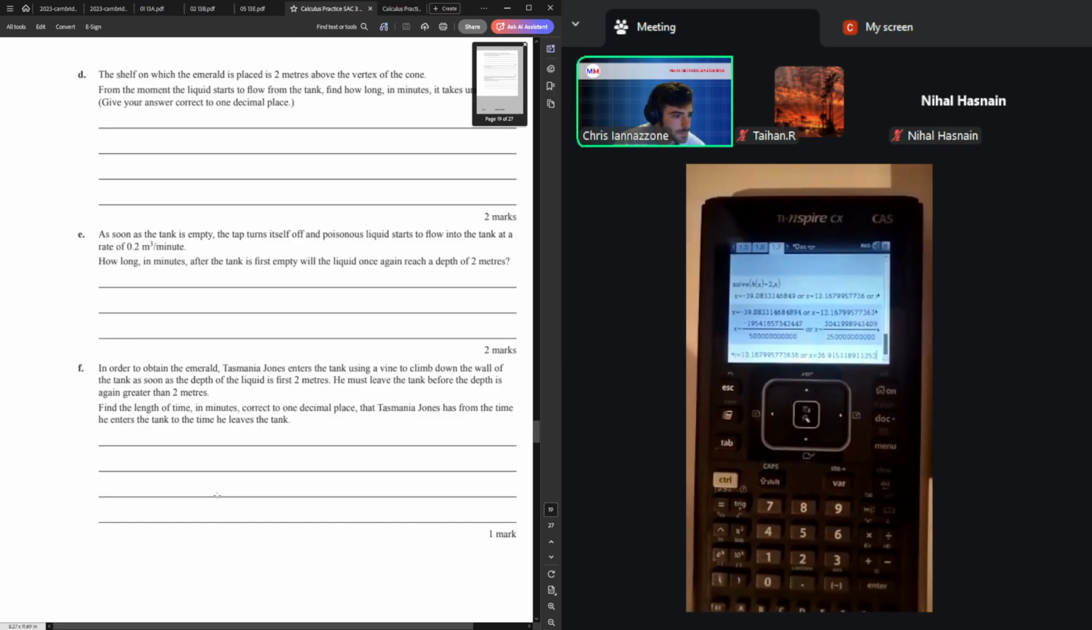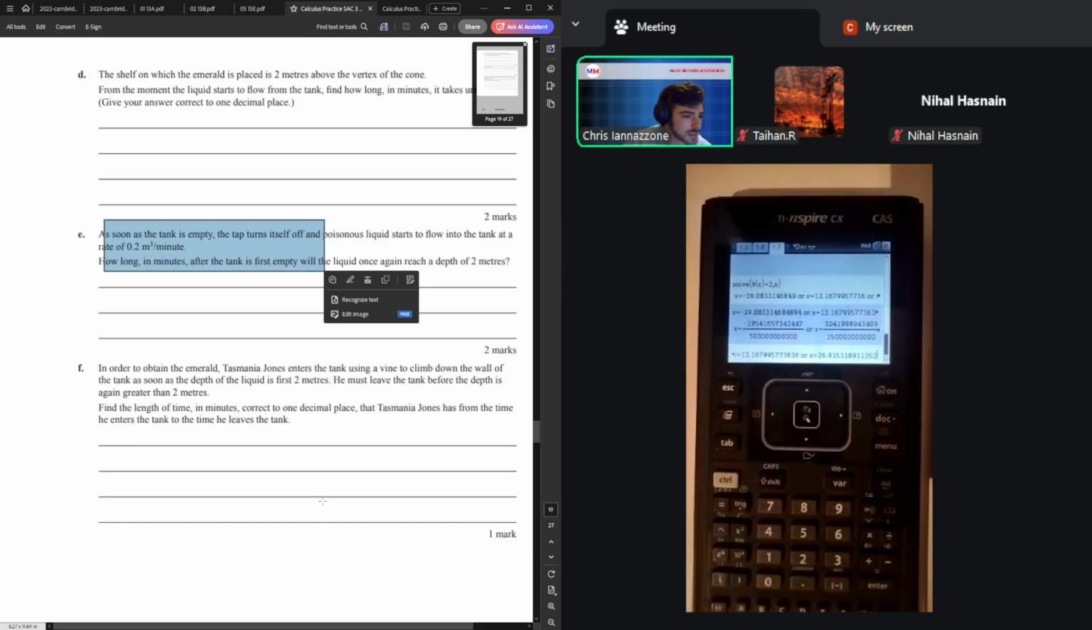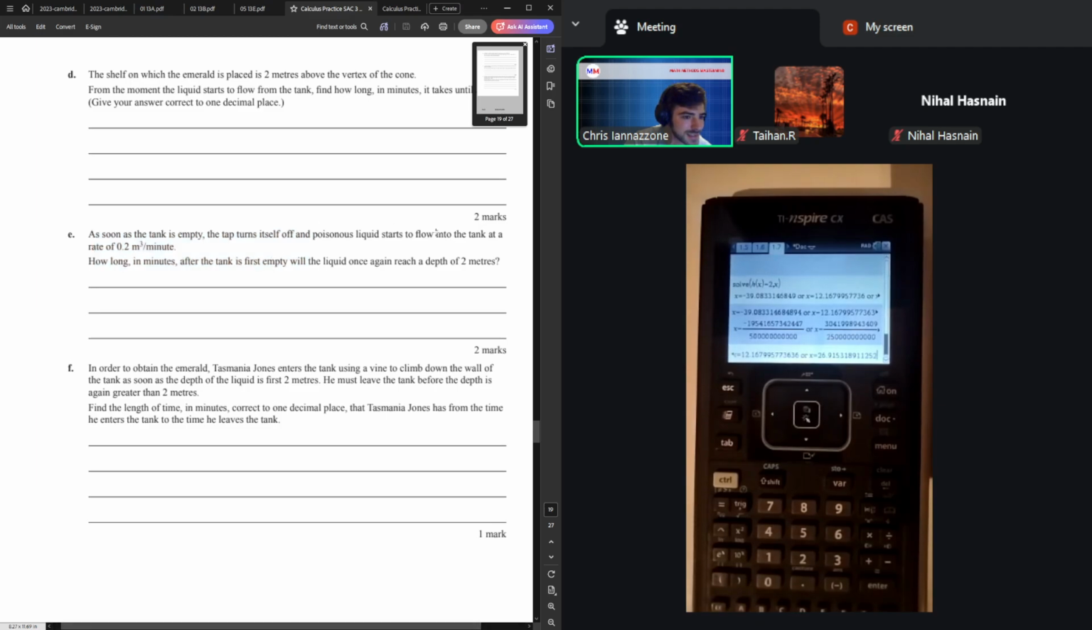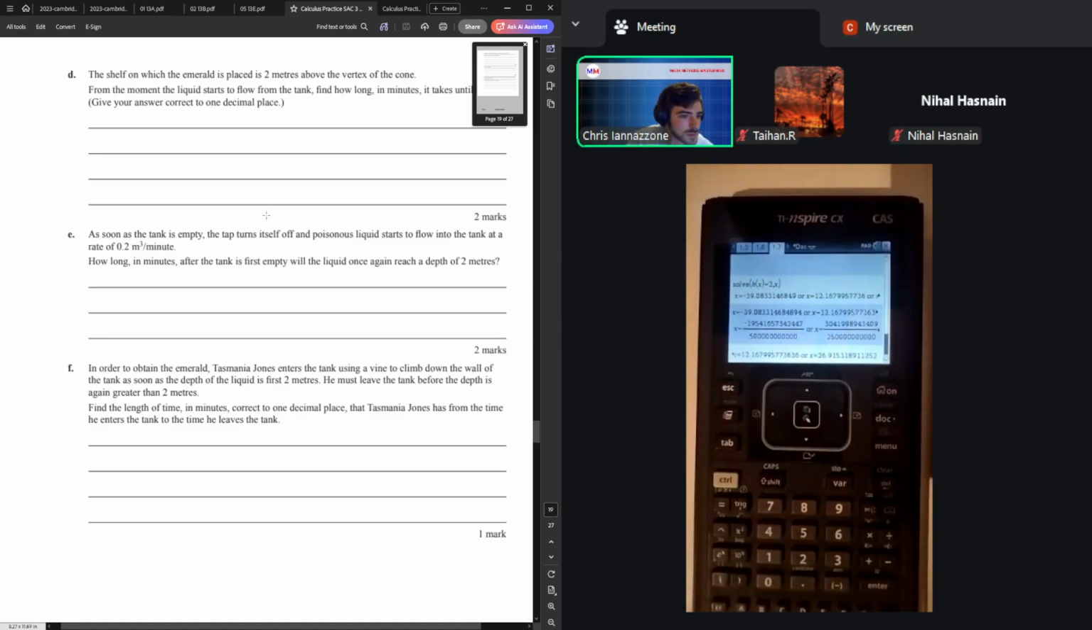Okay, let's have a think. As soon as the tank is empty, the tap turns itself off and becomes poisonous. It flows into the tank at a rate of 0.2 meters cubed per minute. So there's our ratio there. How long in minutes after the tank... Oh, it flows into the tank. Gotcha. How long until it becomes a depth of 2 meters again? So there's our meters cubed per minute.